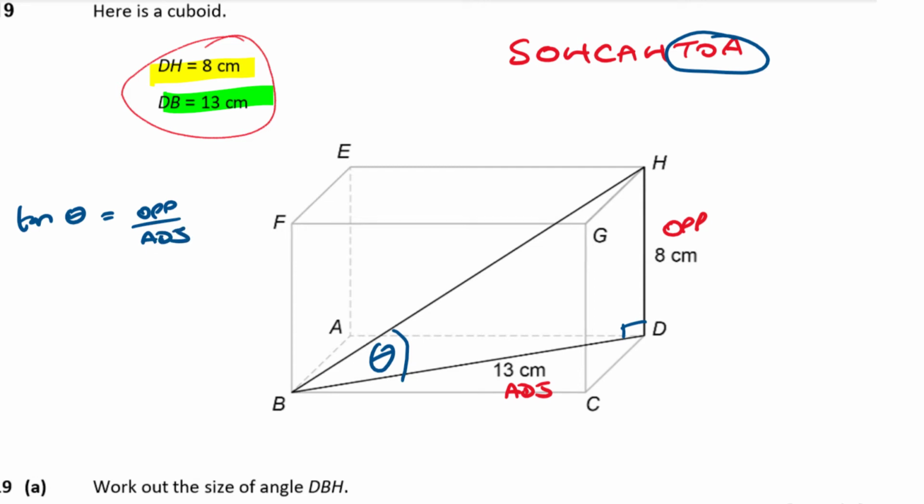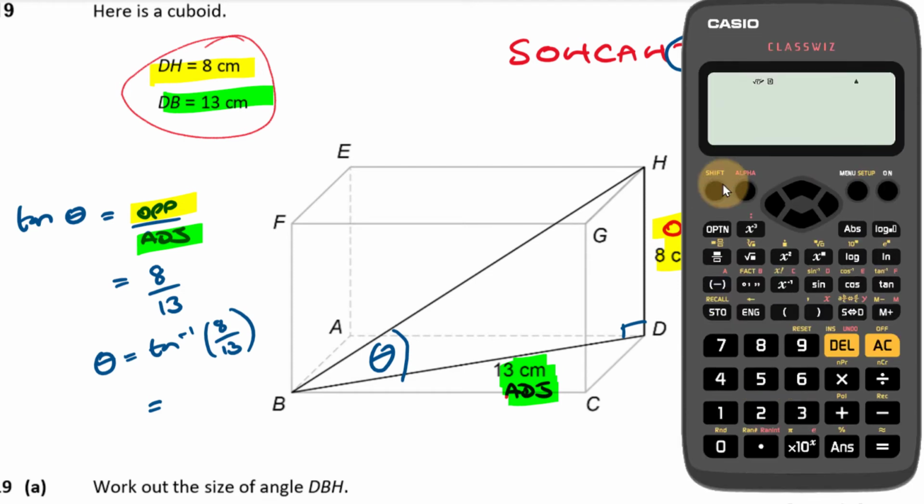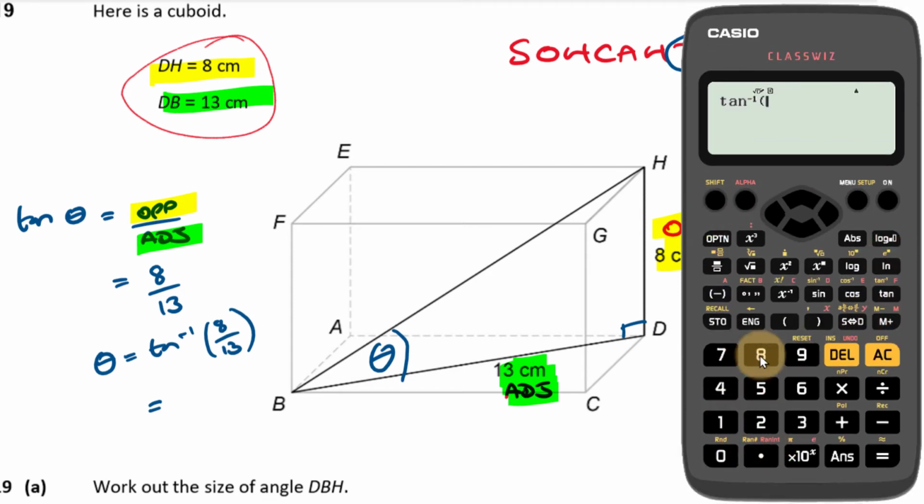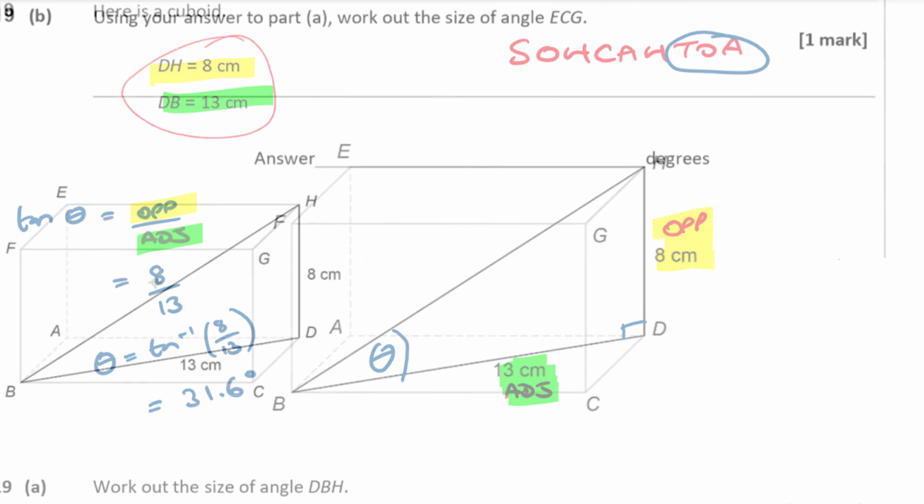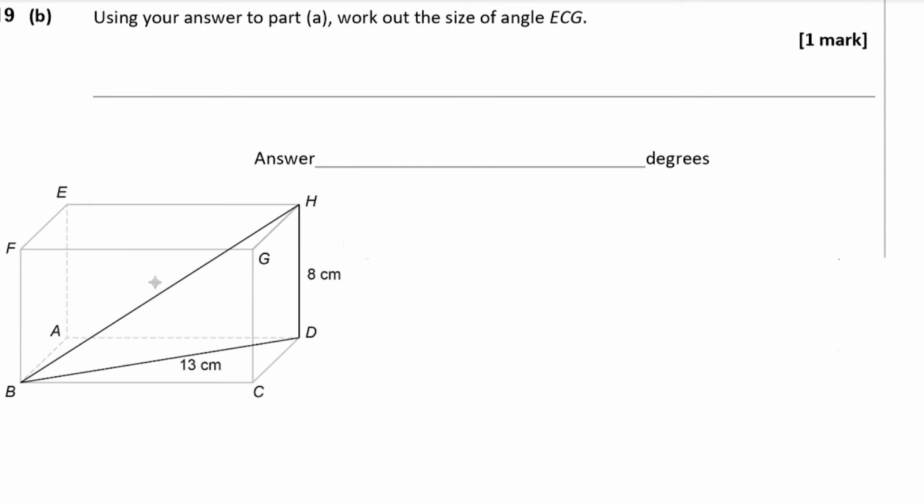Then we're going to sub in the numbers from our diagram. So we know that the opposite is 8, that's the numerator, and the adjacent is 13, that's the denominator. So theta is tan to the minus 1 of 8/13. Reaching for the calculator, we can get the inverse tangent by pressing shift, tan, and then using the fraction key to enter 8/13. That's 31.6 degrees.